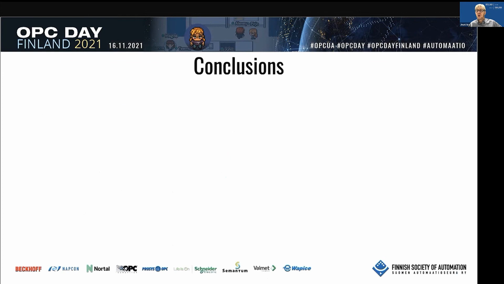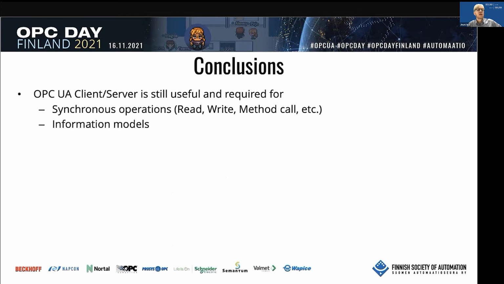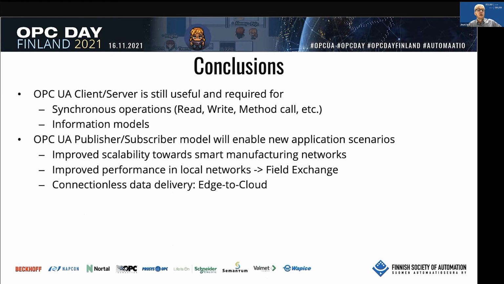But to conclude, I'd still say that the OPC UA client-server model is still very useful and required for synchronous operations and for reading out information models. But the publisher-subscriber model will enable new application scenarios, improve scalability towards smart manufacturing networks, and improve performance in local networks towards field exchange, for example, as we noticed. And it enables connectionless data delivery, especially in the edge-to-cloud scenario.